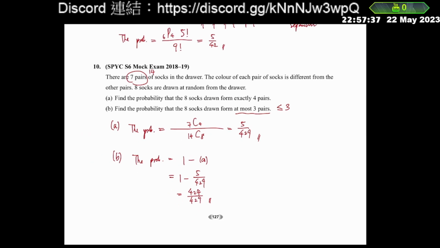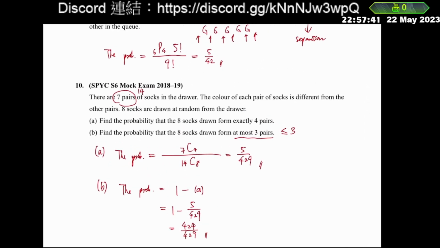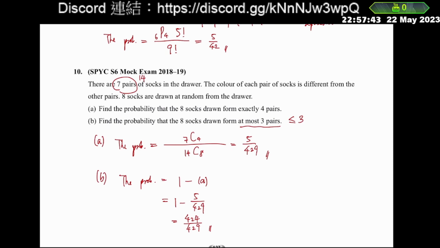Okay, so this is question 10. And then here we have finished this worksheet. I did not do question 6, and I keep it for you as your challenge.